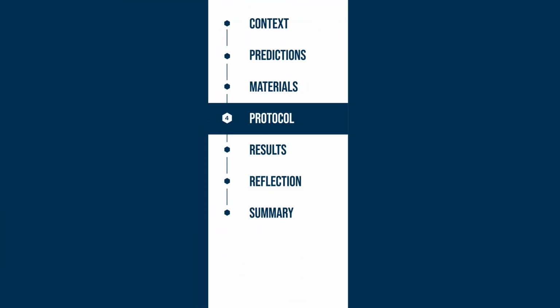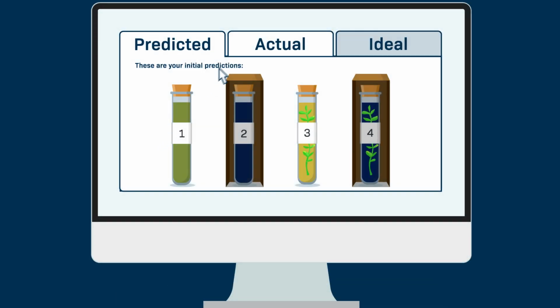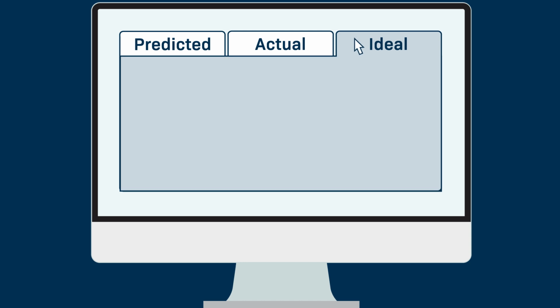Once students have completed their experiment, they can explore their results and compare it with their predictions. This allows you to see where something might have gone wrong quickly and provides the opportunity to repeat any of the steps as needed. You can also view the ideal results, which are expected when the experiment is conducted exactly as described in the instructions.